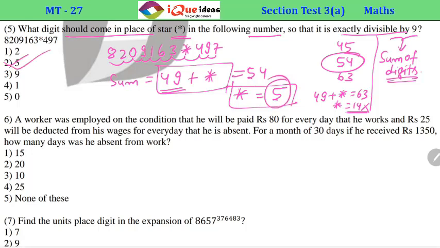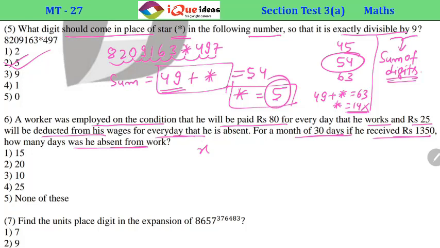All right, now the next question, the sixth one. A worker was employed on the condition that he will be paid rupees 80 for every day that he works, and rupees 25 will be deducted from his wages for every day that he is absent. For a month of 30 days, he received rupees 1350. For how many days was he absent from work? I think this is a very simple question, right? We can use any method that you wish to.